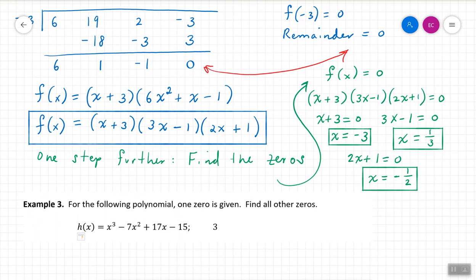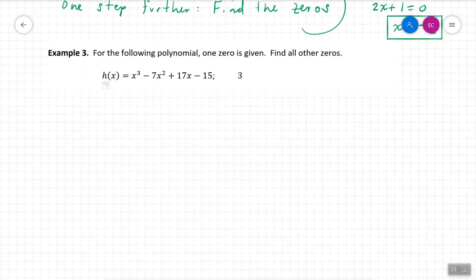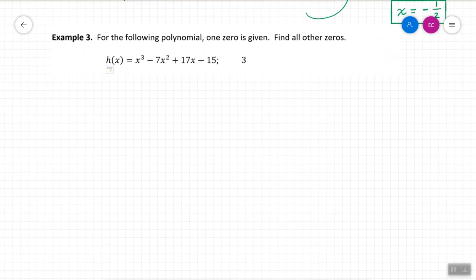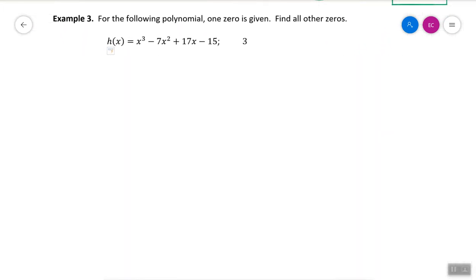Let's go on and do another example. For the following polynomial, one zero is given. Find all the other zeros. So that's essentially what we just did in the last problem. So we can do it again. You might even want to try pausing the video and try to do the problem on your own first.